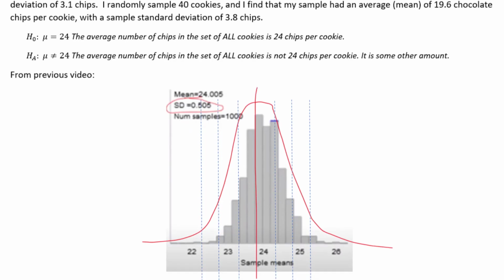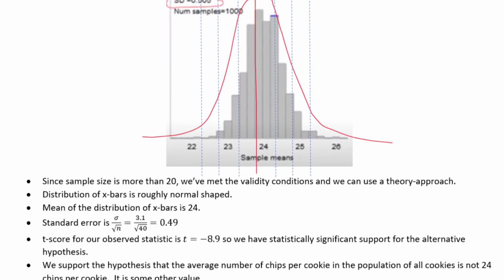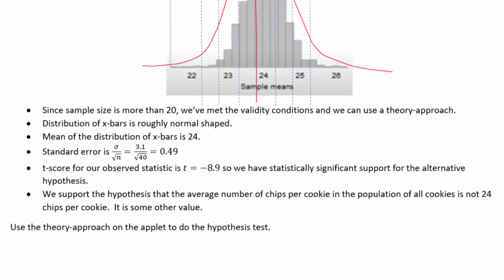Just real briefly from the previous video, we had already worked out the fact that the distribution of sample means, whether you use simulation or a theory-based approach, will be roughly normally distributed. And we said that we do meet the validity conditions for using a theory approach because our sample size was more than 20. I have bulleted here some of the things we discussed in the previous video: when we did the formula, our standard error was 0.49. We calculated a t statistic of t equals negative 8.9, and we concluded that we had support for the alternative hypothesis. We're going to find the same thing here, but in this video, we're going to really do everything with the applet, the Rossmann-Chance applet.